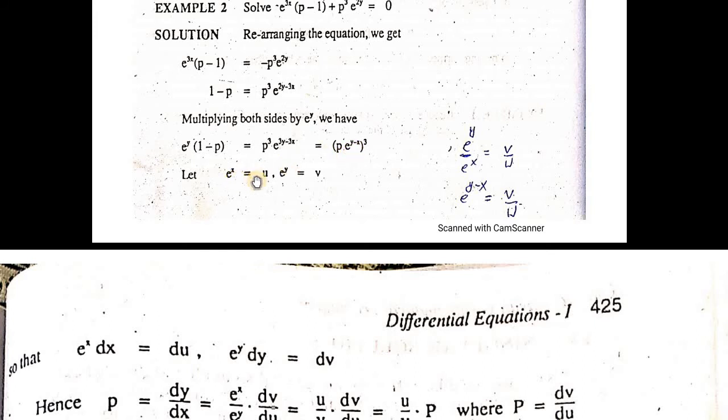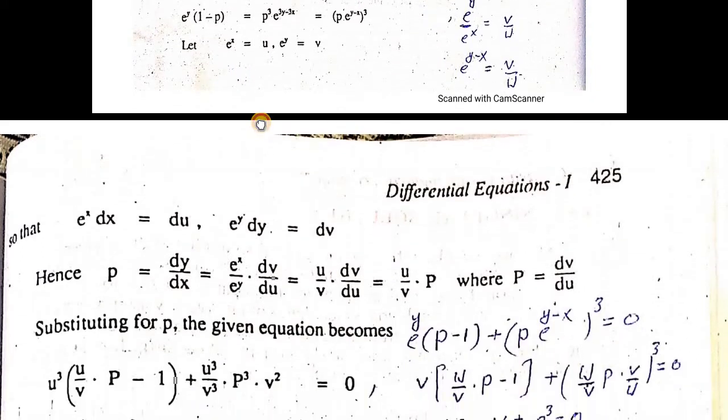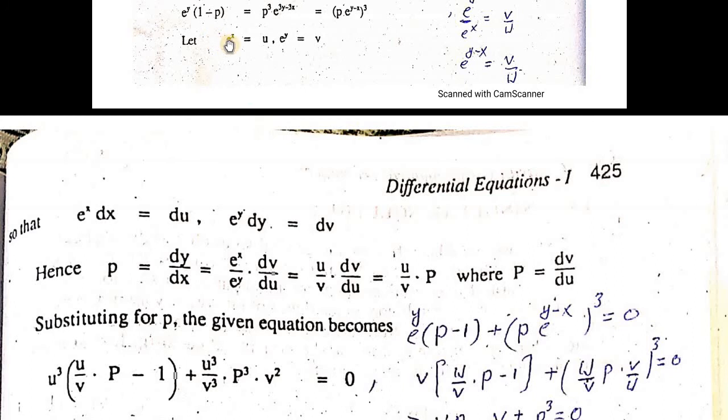Let e power x equal to u, e power y is equal to v. If we divide v by u, then the values of v and u are here, e power y or e power x. This will be equal to e power y minus x is equal to v by u. So this will be replaced by v by u. Now we have to further write this, e power x is u, e power y is equal to v.